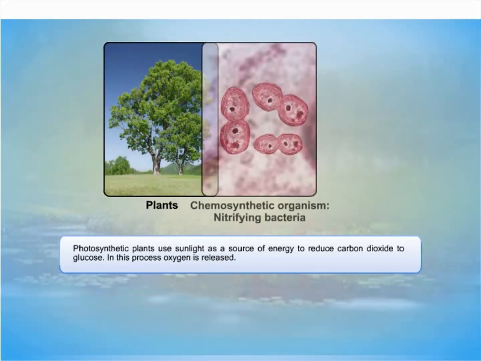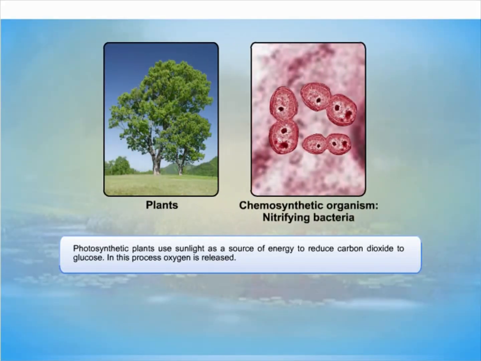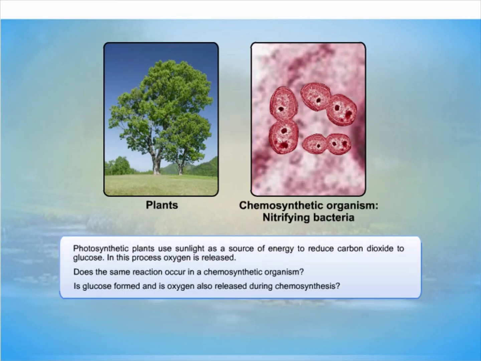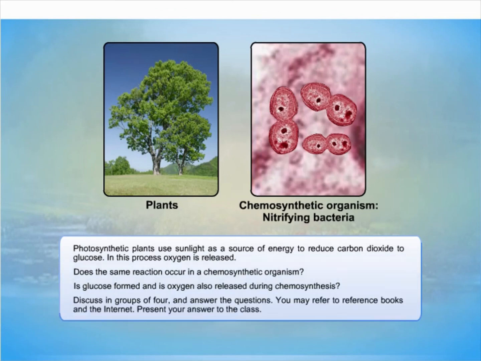Photosynthetic plants use sunlight as a source of energy to reduce carbon dioxide to glucose. In this process, oxygen is released. Does the same reaction occur in a chemosynthetic organism? Is glucose formed, and is oxygen also released during chemosynthesis?